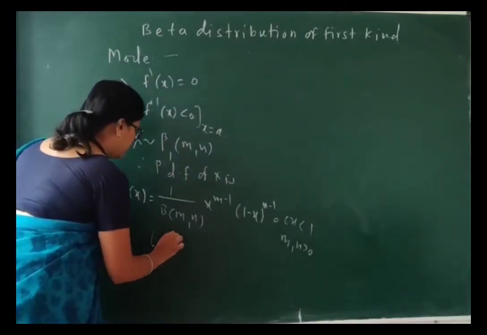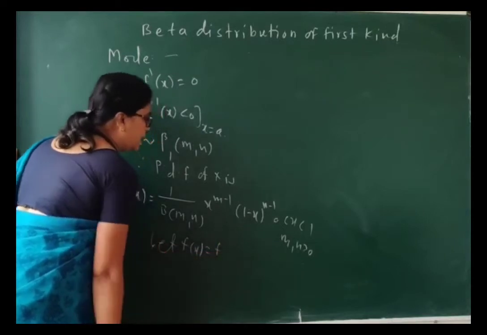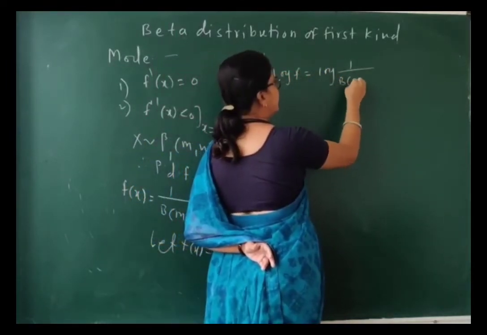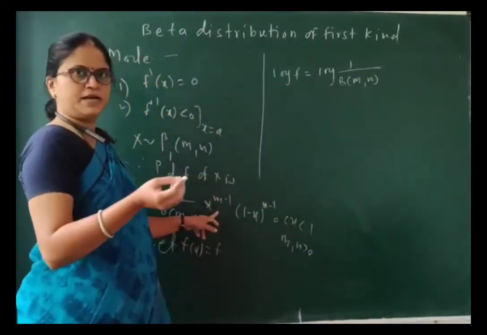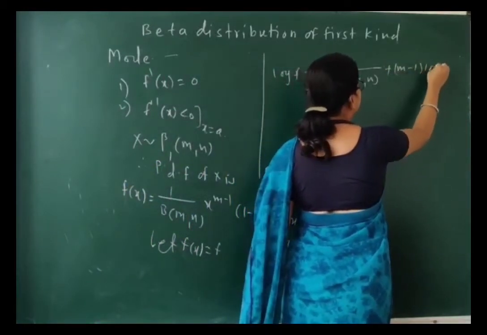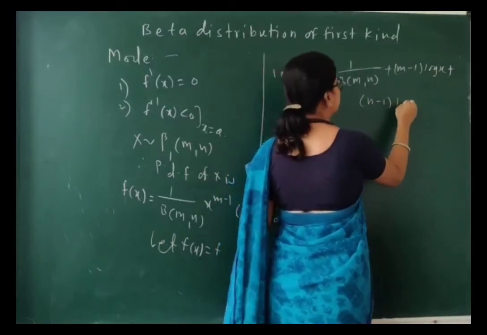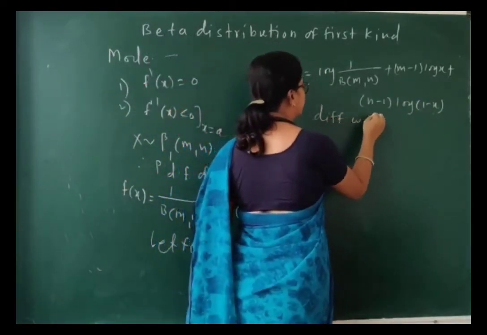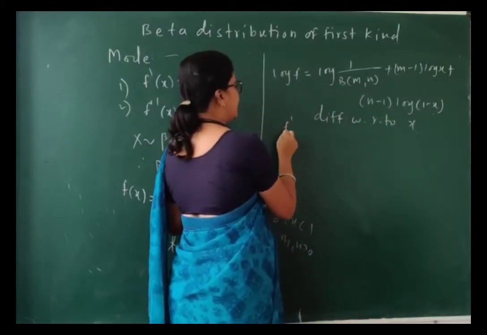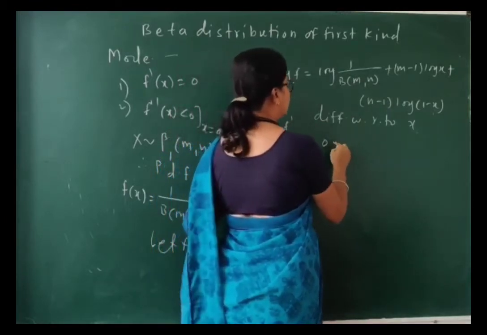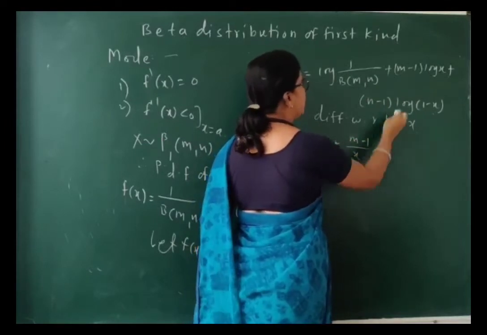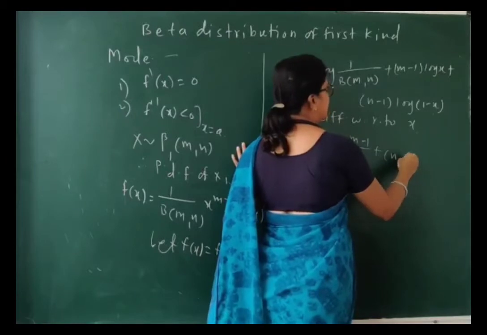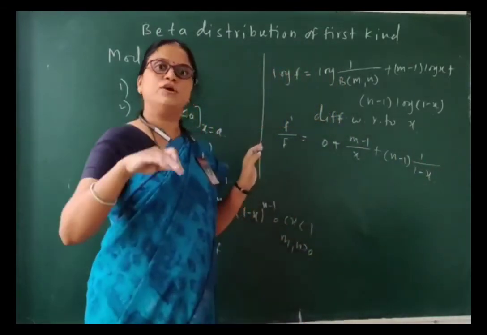For simplification, we consider f(x) = f and take log on both sides. So log f = log(1/B(m,n)) + (m-1) log x + (n-1) log(1-x). Now we differentiate with respect to x. We get f'/f = 0 + (m-1)/x + (n-1) times 1/(1-x), and the derivative of 1-x is minus 1.